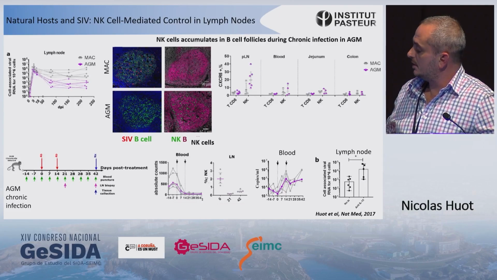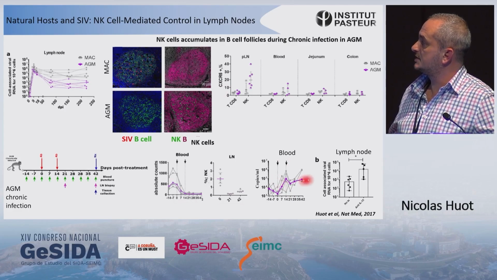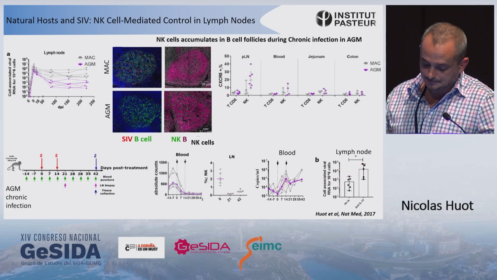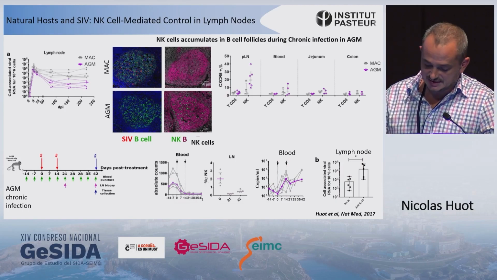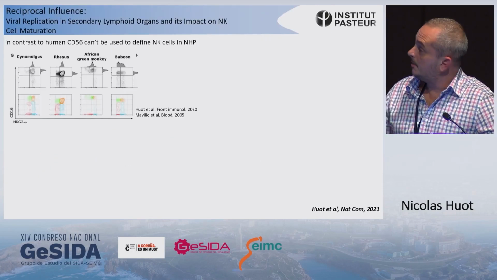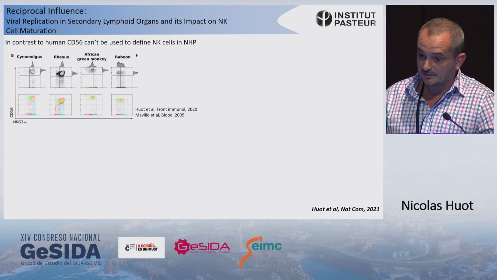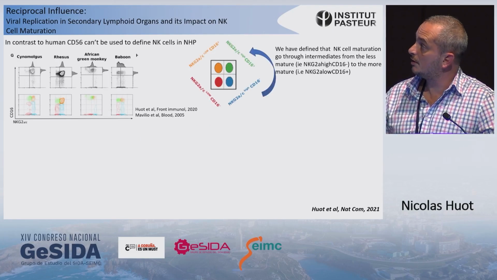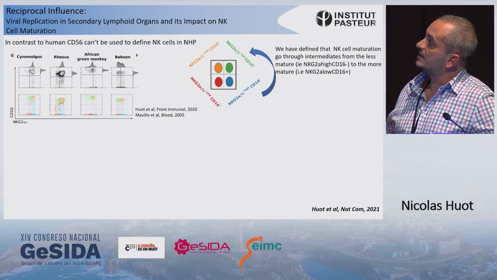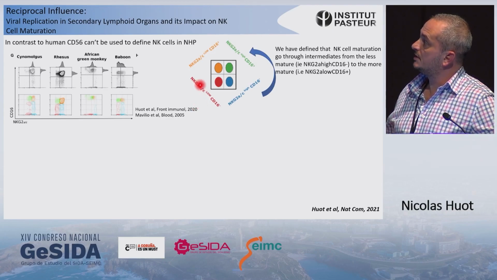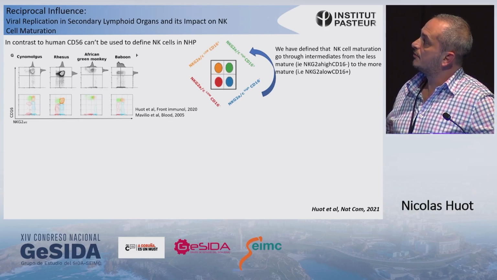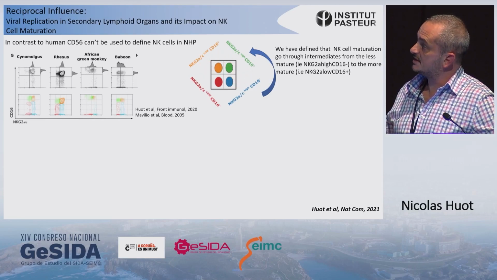And this depletion leads to an increase of viremia in African green monkey and an increase of the cell-associated viral RNA in the secondary lymphoid tissue, confirming the role of NK cells in the control of viral replication. We next decided to investigate how NK cells acquire the capacity to recognize and to kill the target cells. To do this, we developed a model in which NK cell maturation could be defined in a four-step event, from the less mature towards the more mature NK cells.